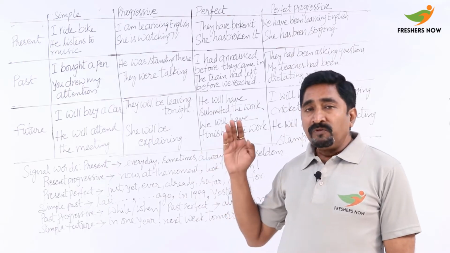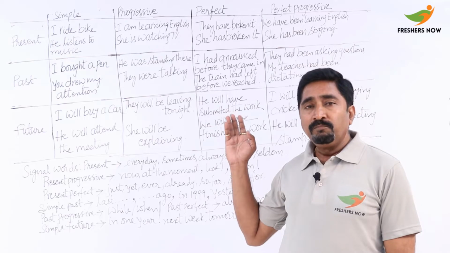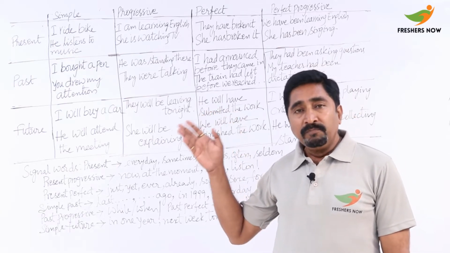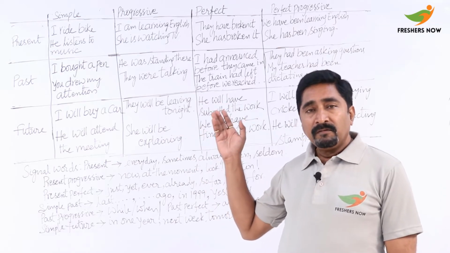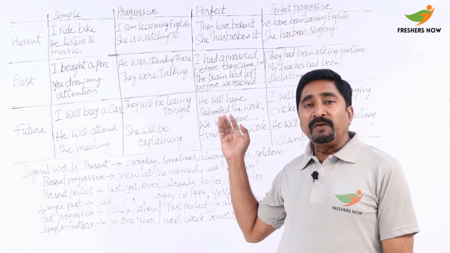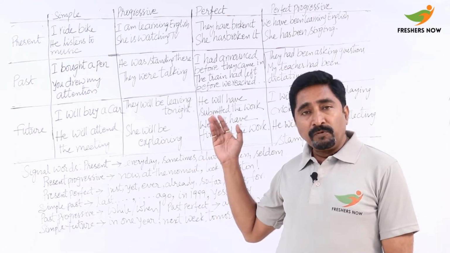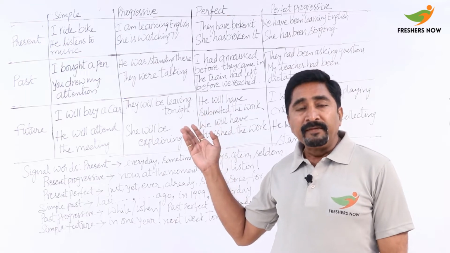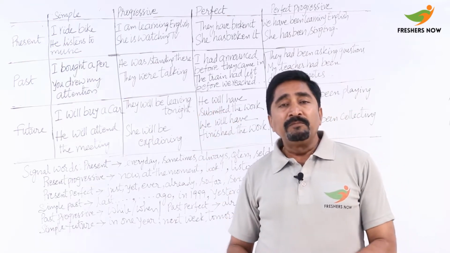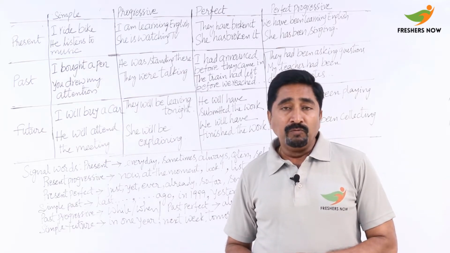One is simple present, present progressive, present perfect and present perfect progressive. Simple past, past progressive, past perfect and past perfect progressive. Future, future progressive, future perfect and future perfect progressive. Now let us come to understand each of them, how they are used.